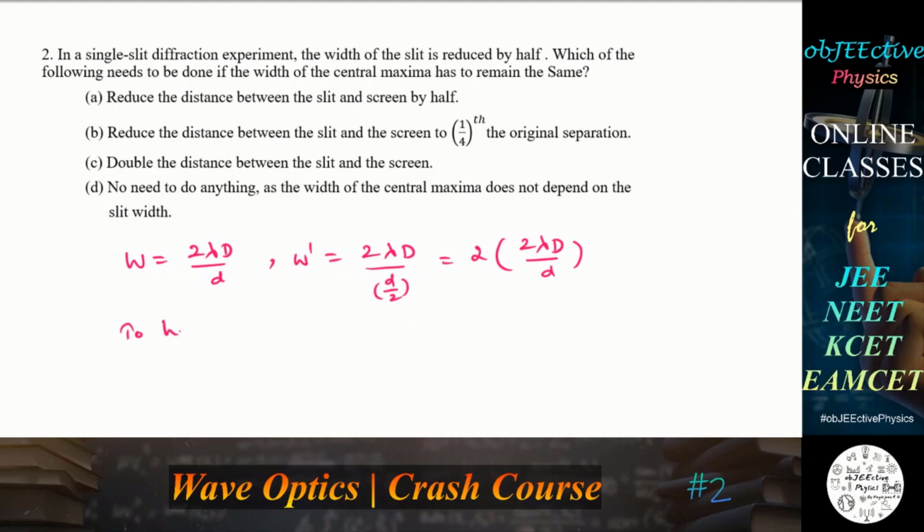To have W equal to W dash, here this 2 extra is there in W dash. To cancel this 2, we have two possibilities. Either lambda becomes lambda by 2, or the second possibility is capital D should become D by 2. Any one of these two is the right option. So, as per the given options, option A, that is, reduce the distance between the slit and screen by half, so that second possibility is the right option.